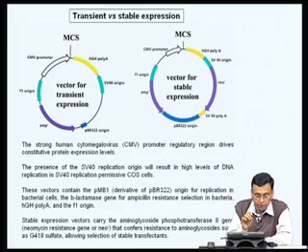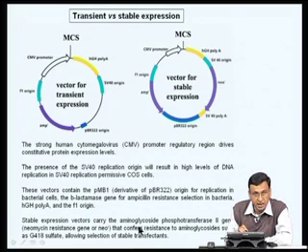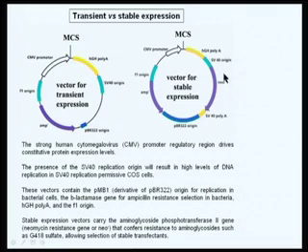But the only difference between a vector for transient expression and a vector for stable expression is that the stable expression vector actually contains a selectable marker gene. In this case, the aminoglycoside phosphotransferase 2 gene, often referred to as the neo-R gene or the neomycin resistance gene. You can see the neomycin resistance gene, which is under the control of a eukaryotic promoter, is present in a vector meant for stable expression, whereas a neomycin selection marker is absent in a vector which is meant for transient expression.